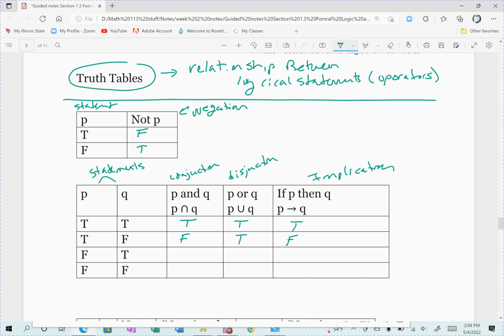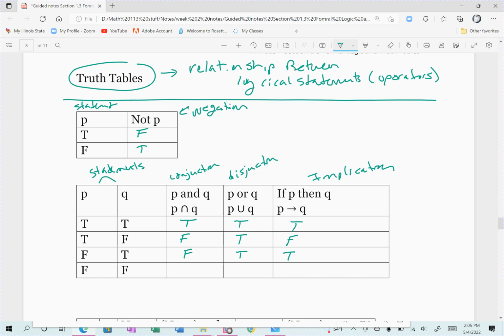All right, the next one. P is false, Q is true. The and statement's false, because again, one of them's false, so the whole thing's false. Or is still true, though. One of them's true, this time Q is true. Then the if P then Q, that's the hard one. This time, the premise is false, but the conclusion is true. Well, that's true. The premise, sort of, we throw that one out, and then we just say if the premise is false and the conclusion is true, that is true.